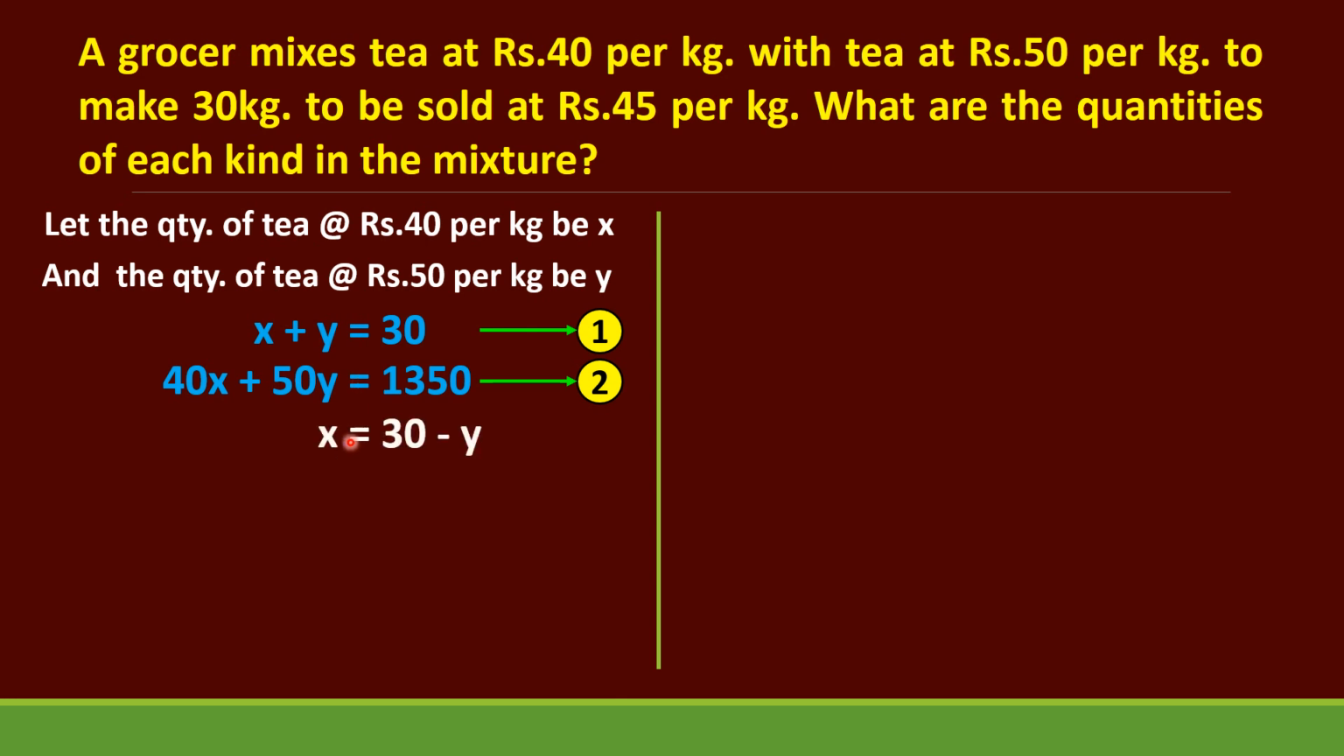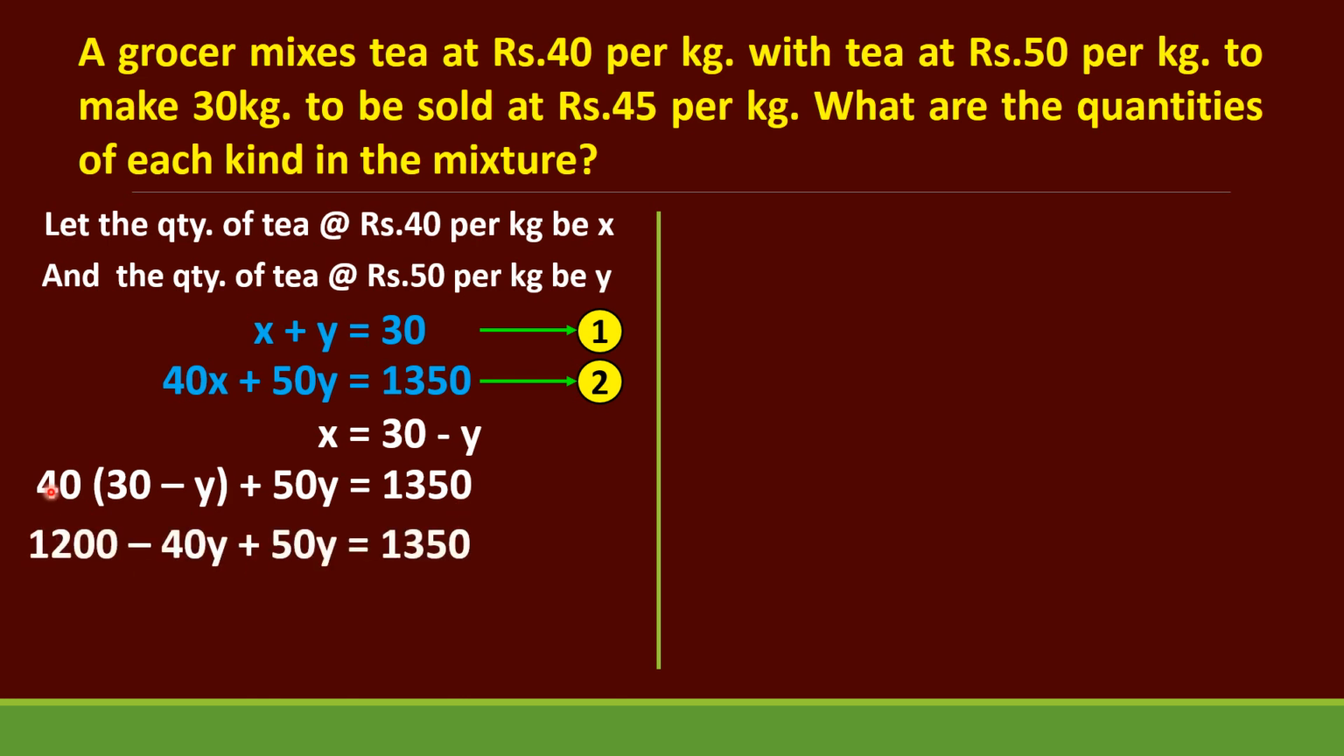So x is equal to 30 minus y. We can substitute the value of x as 30 minus y in the other equation. Now here this x value is substituted: 40 into 30 minus y plus 50y is equal to 1350. So 40 into 30 is 1200, and 40 into minus y is minus 40y, plus 50y is equal to 1350.